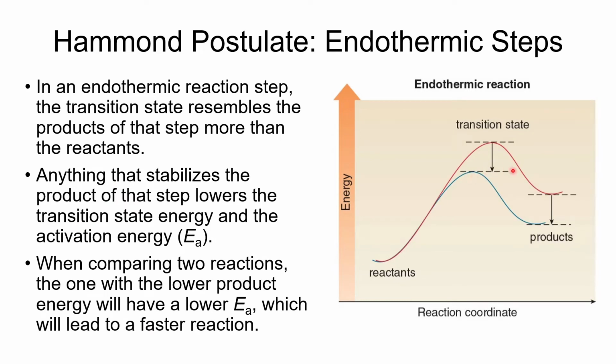So when we compare these two, the blue line here is going to go faster. That's going to be a faster reaction because it has a lower activation energy. And the reason it has a lower activation energy is that the transition state's lower in energy. And the reason that transition state is lower in energy is because this product is lower in energy.